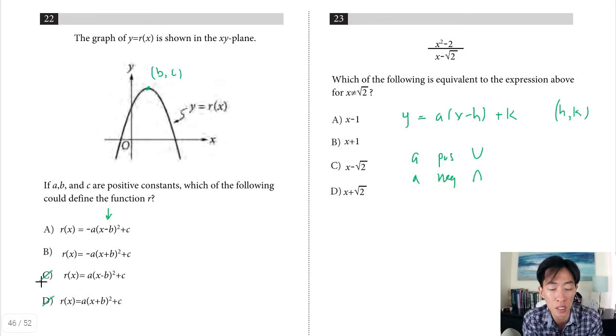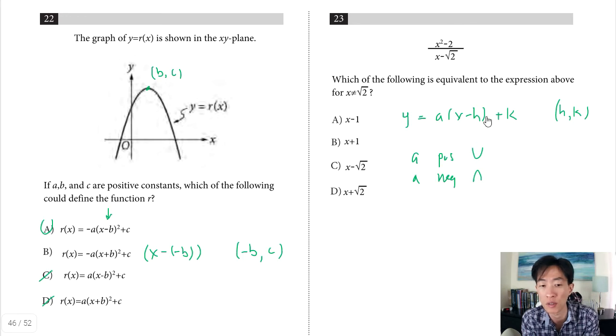And when we look at it, we automatically know that choice A is the answer because in choice B, by writing x plus b, that's the same as writing x minus negative b, which would mean that the vertex is going to be negative b comma positive c following this form. So basically, if you knew your vertex form of the parabola, you can get this problem pretty easily.